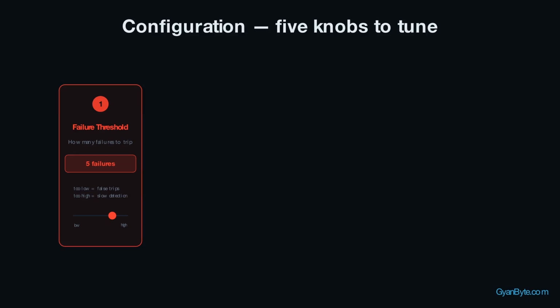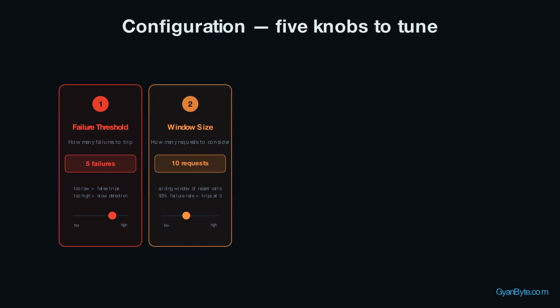How many failures before the breaker trips? Too low and you get false positives from normal jitter. Second, the sliding window size. The number of requests the breaker considers. 10 requests means a 50% failure rate trips at 5 failures.